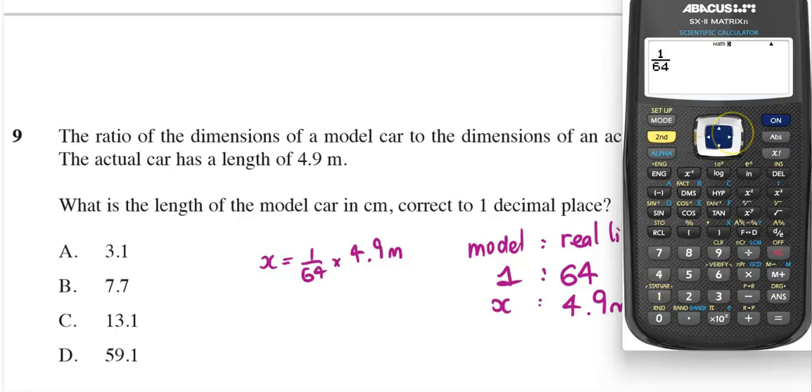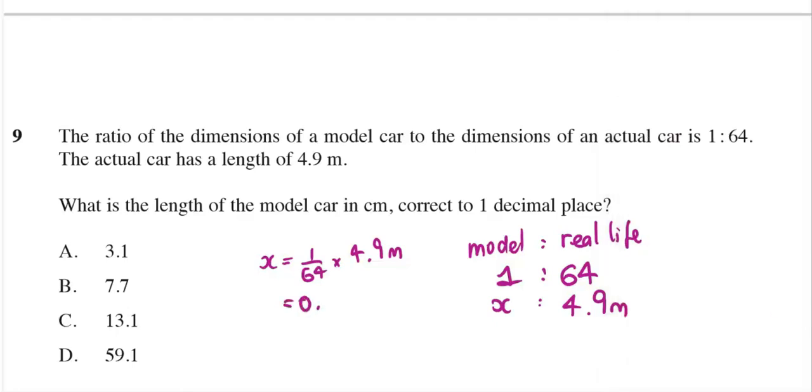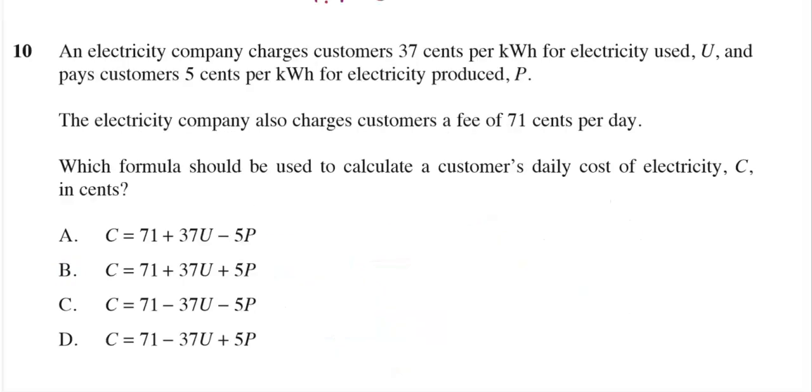1/64 times 4.9. I get 0.07656 and so on metres, but I need to put that into centimetres. So it's 7 point all those things centimetres, but to 1 decimal place, it's approximately 7.7 centimetres. The answer is B.